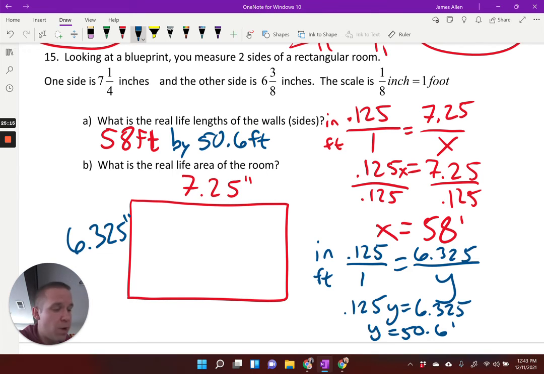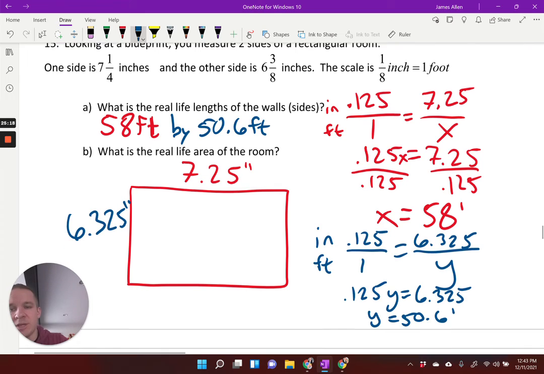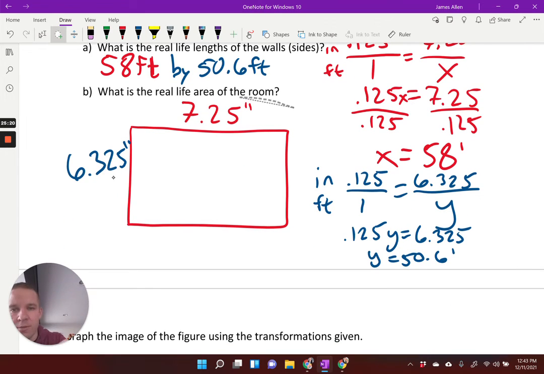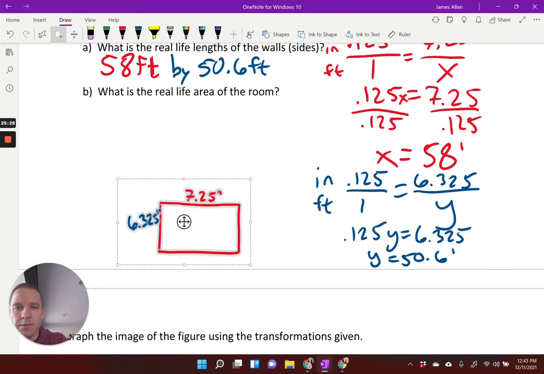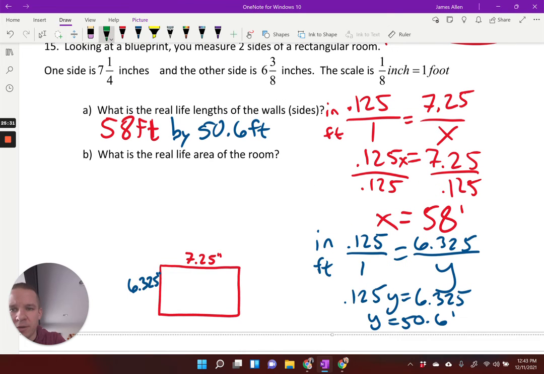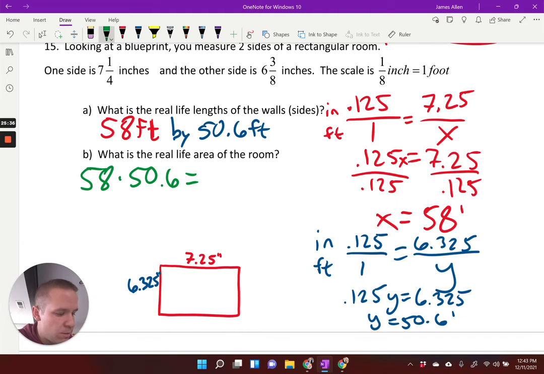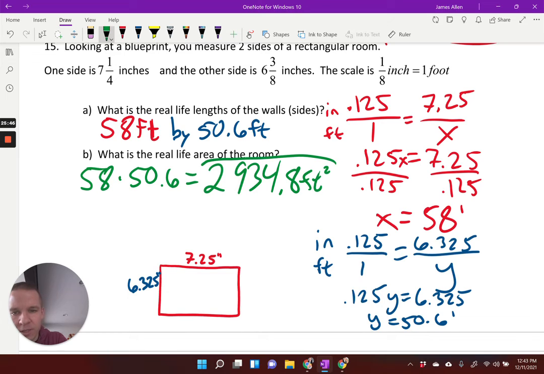So what are the real life lengths of the walls? There we go. Next one is, what's the real life area of the room? Well, if I got my two dimensions, I can just multiply those two together, right? So 58 times 50.6. That's going to be 2,934.8 feet squared. Don't forget the squared. That is my real life area of the room. That's all it asks for.